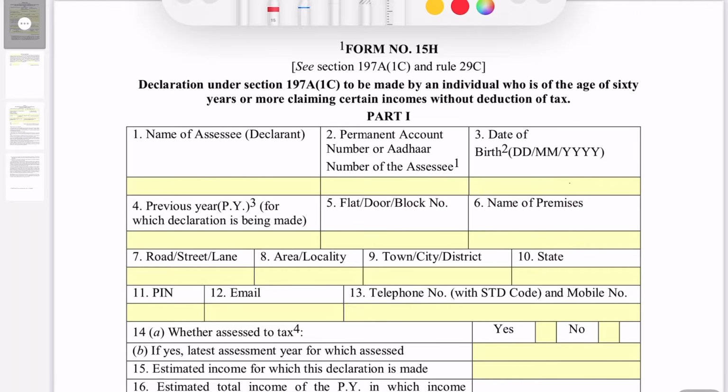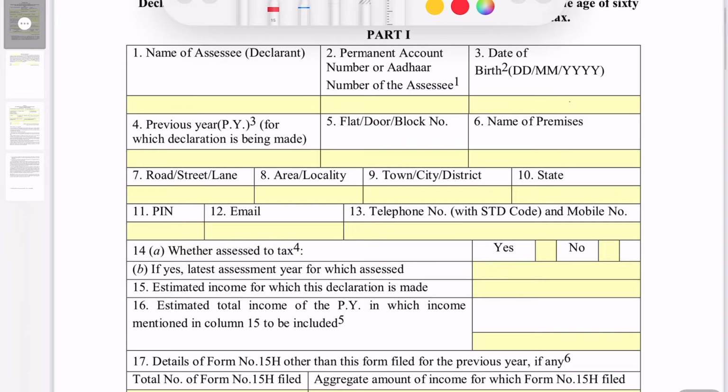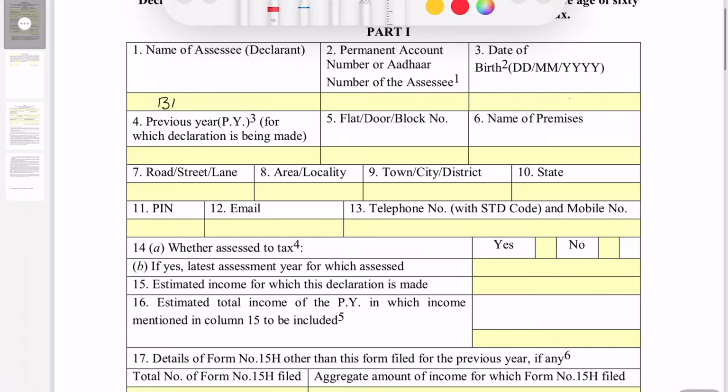So first of all, let's go to the name of assessee. Here you're going to put your father's name, and as usual, what I always say, put the name in block letters. Next, we are going to put the Aadhaar number or the PAN card number and the date of birth. Do remember to write the date of birth in the format that is mentioned there. So do not go about changing the formats, all right?